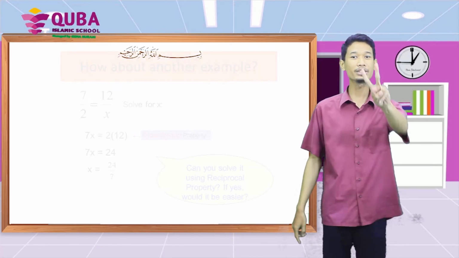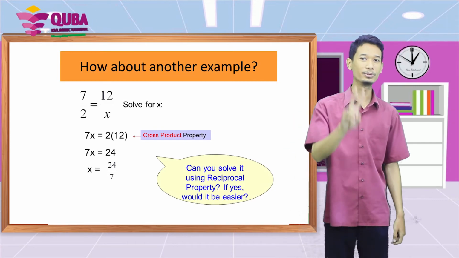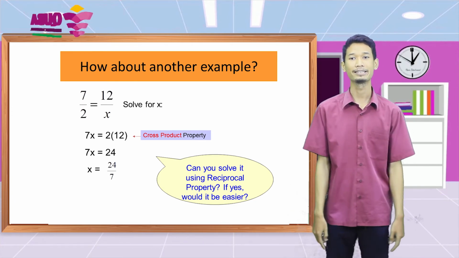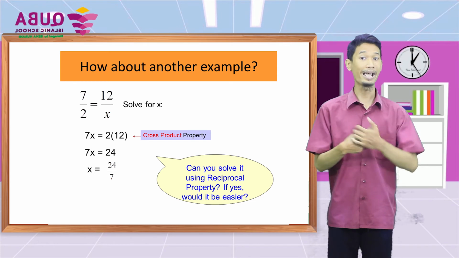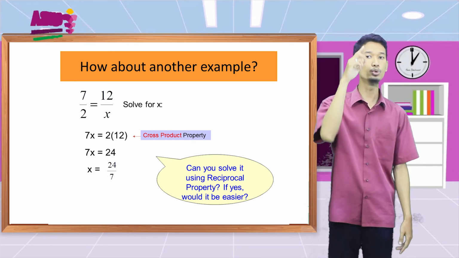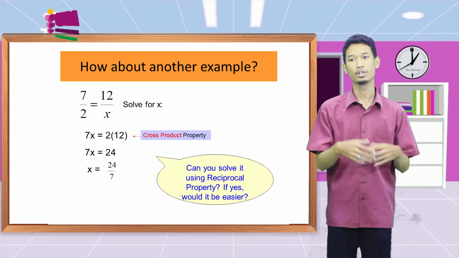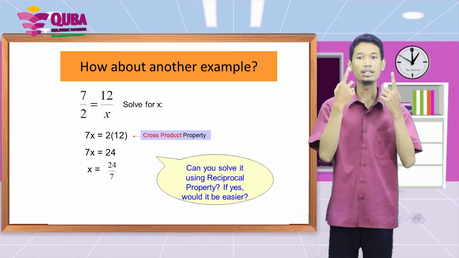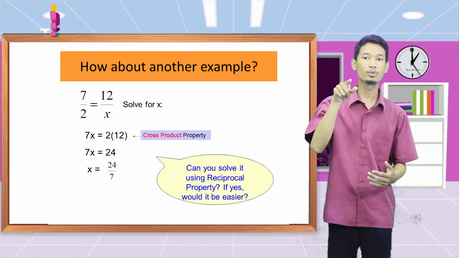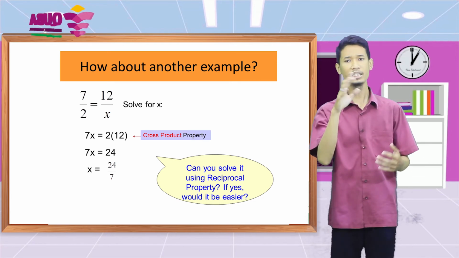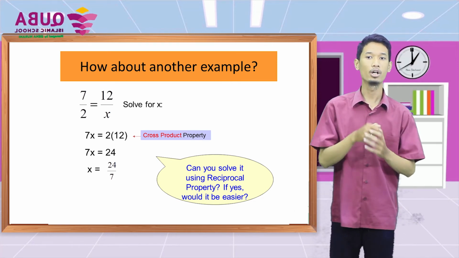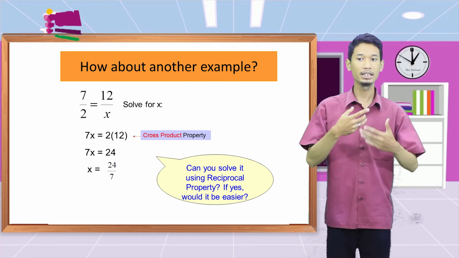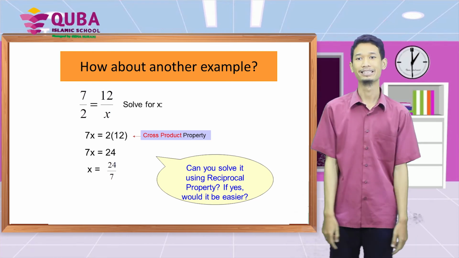Okay, next, number 2. 7 over 2 equals 12 over x. Solve for x. So we can multiply 7 and x. 7 multiplied by x equals 2 multiplied by 12. Cross product property. 7x equals 24. We can divide 24 by 7. I think no. x equals 24 over 7. Can you solve it using the reciprocal property? If yes, would it be easier?